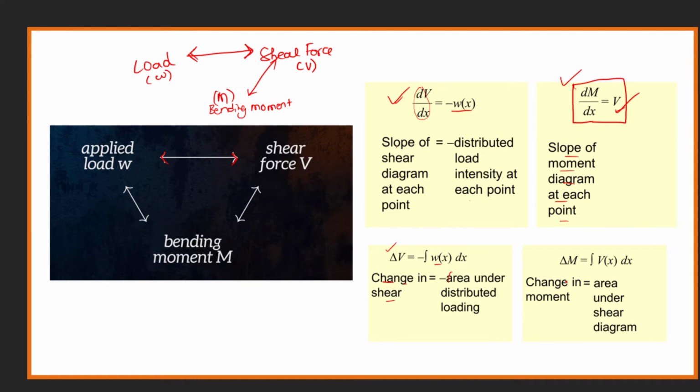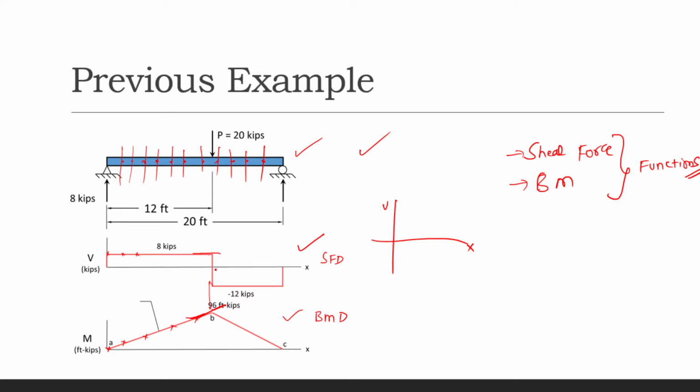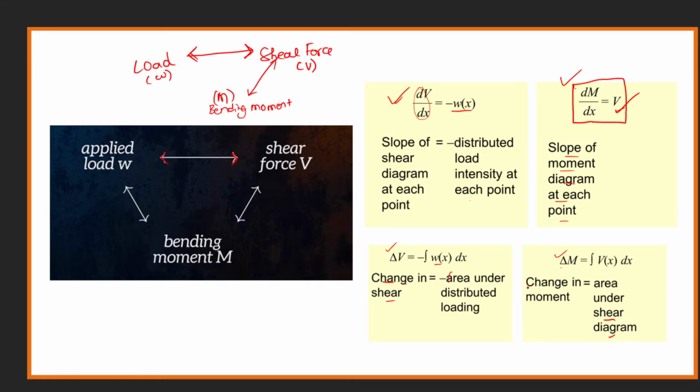Again, in the same way, if you want to find out the change in moment, you can find out the area under the shear diagram. So if you find out the area under the shear diagram, it will give you the change in moment. So what does that mean? This is the shear diagram. If you find out what is the area under this, it will be nothing but your change in moment. So we will see some of it, how to do all this.